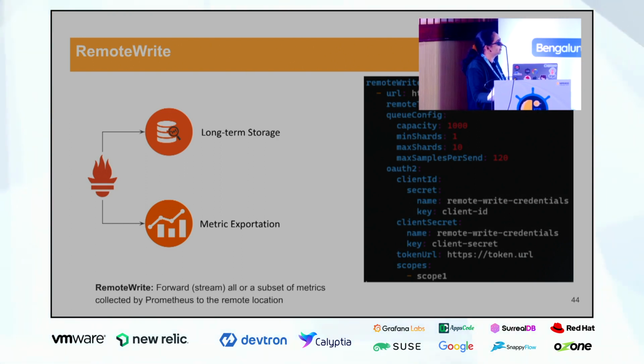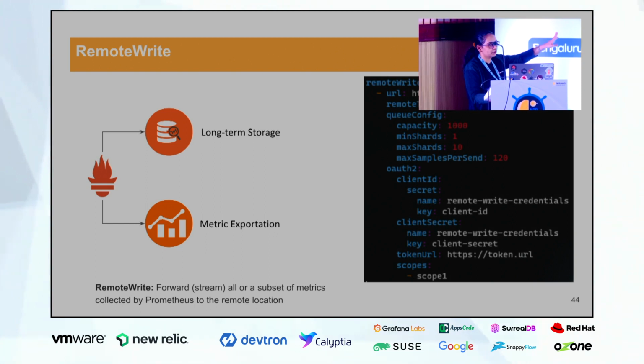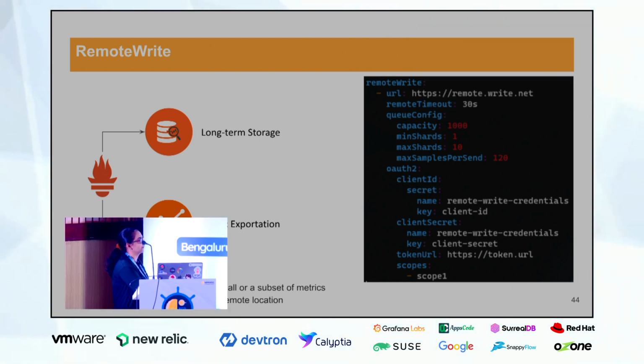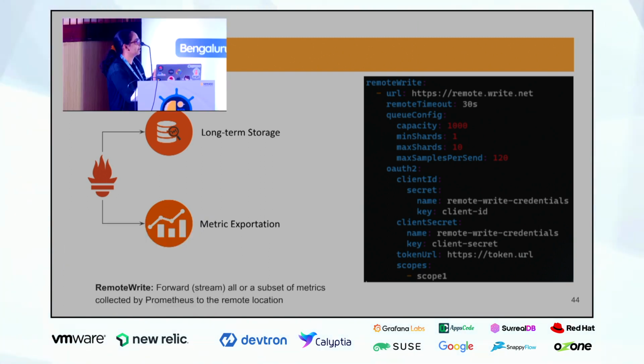In the Prometheus operator, in the Prometheus resource, you have a field called RemoteWrite, where you can specify all the RemoteWrite related configs and the URL, and also the QueueConfig, which is used for performance tuning your RemoteWrite. Also, if you have enabled protection for the RemoteWrite, you can specify all those details as well.